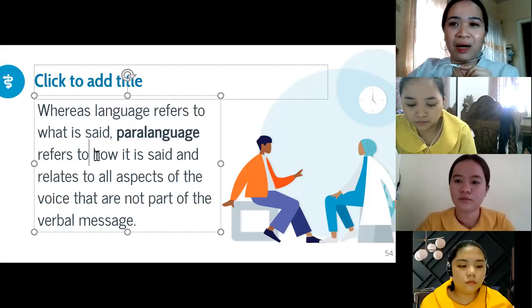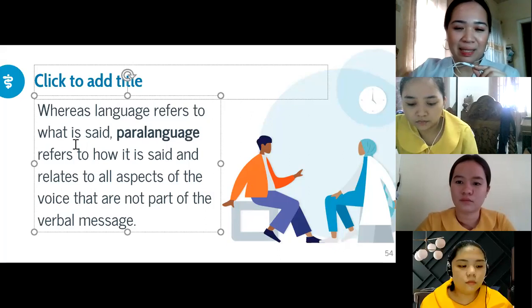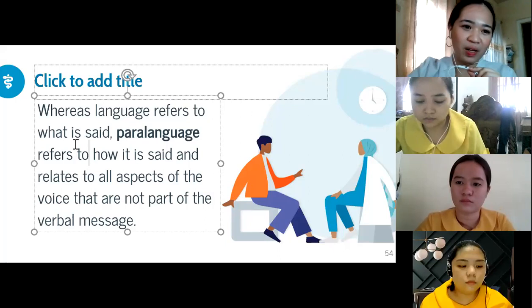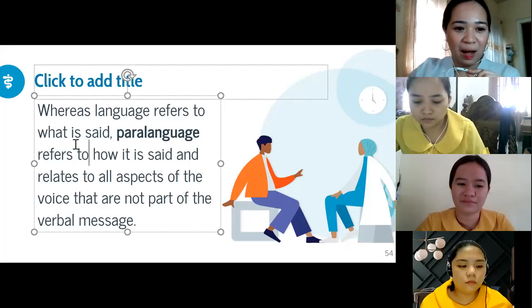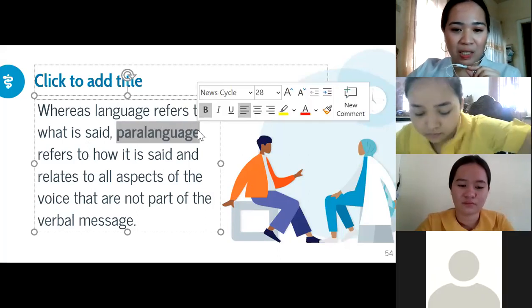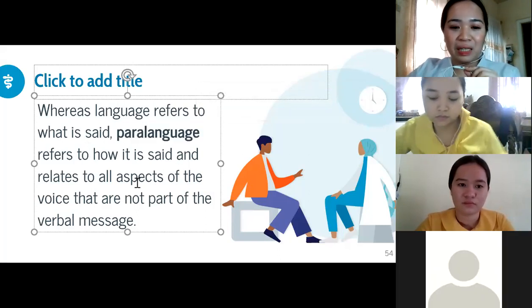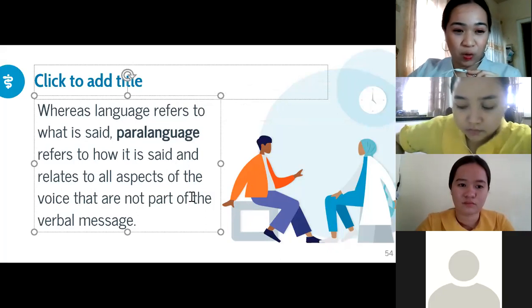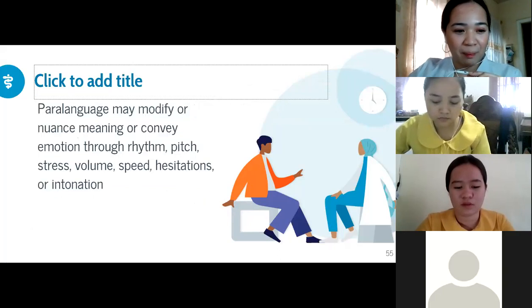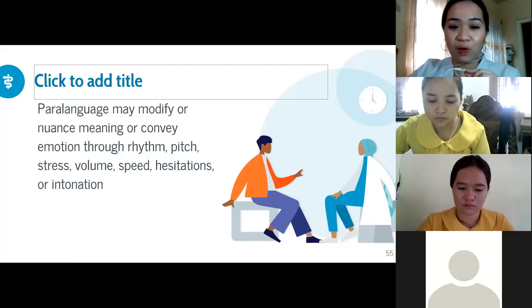Diba? Minsan, may mga tao na magaling, malumanay magsalita. Bakit pag siya ang nagsalita, naiintindihan ko? Pero bakit itong tao na to, pag siya nagsalita, parang lagi akong inaaway? May mga ganon. So, we have to learn about paralanguage. And paralanguage relates to all aspects of the voice. So you are using your voice. Paralanguage may modify or nuance meaning or convey emotion through rhythm, pitch, stress, volume, speed, hesitations, or intonation.